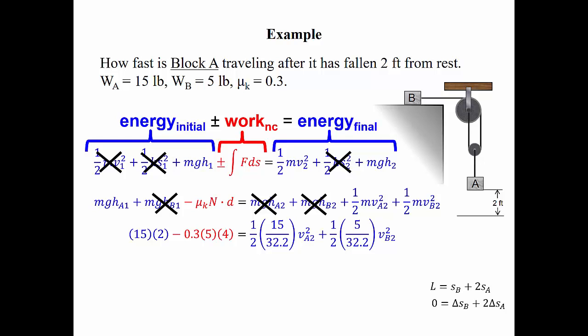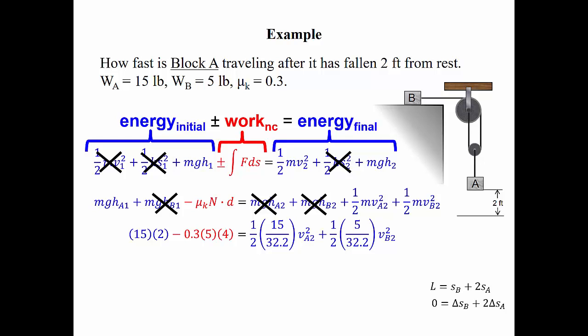All of that will be equal to 1/2 the mass of A, which is 15 pounds divided by 32.2 feet per second squared, times the final velocity of A squared, plus 1/2 the mass of B, which is 5 pounds divided by 32.2 feet per second squared, times the velocity of B squared.